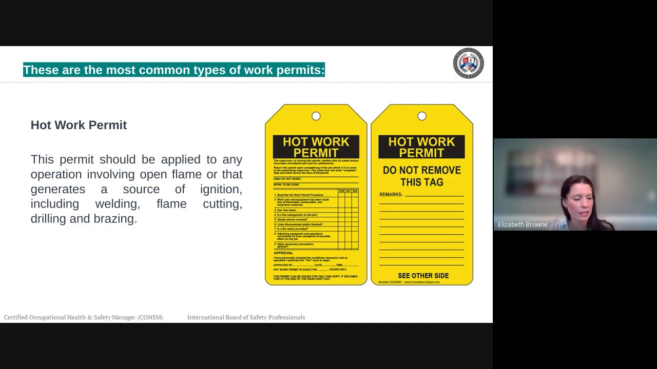So again, hot work is where we have an open flame or something that could generate a source of ignition, like welding, flame cutting, drilling, brazing. Even grinding sometimes can cause enough sparks that a hot work permit would be needed, especially in an area where there are highly flammable chemicals or a large amount of combustible materials being stored. We want to make sure that we are following the hot work permit and ensuring that we're doing this work safely.